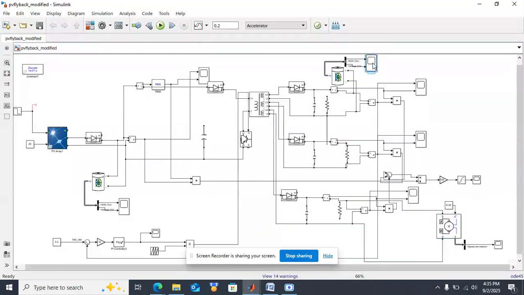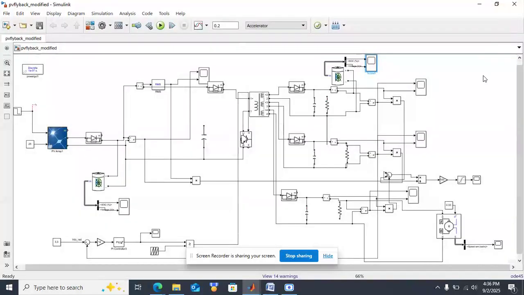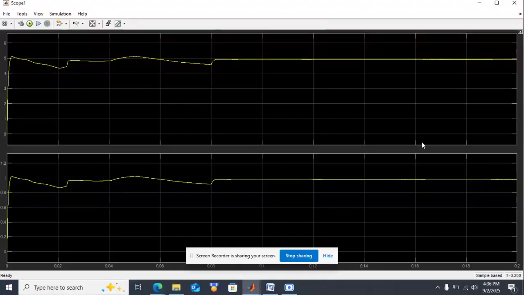Here in this if you see, the state of charge is increased now. With PV it increases much better, but when the battery is there, the rate of increase in the state of charge is reduced, and the voltage is constant here at 3.3 volts. And for the R load, the voltage is maintained at 5 volts, and current is around 1 amp.